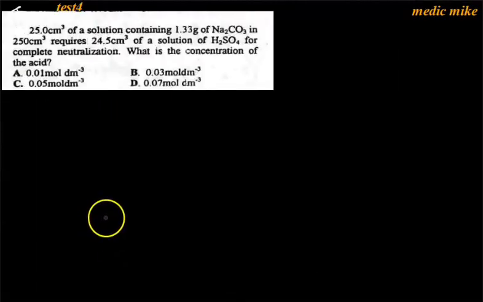Alright guys, so for our question 4, we have a question which says 25 cm³ of the solution containing 1.33 grams of Na2CO3 in a 25 cm³ requires 24.5 cm³ of a solution of H2SO4 for complete neutralization. What is the concentration of the acid? This is a question that involves neutralization, and in turn, since it is reacting with a trioxocarbonate, CO2 gas will be liberated. So first of all, as we like to do, we write the balanced equation for this reaction.